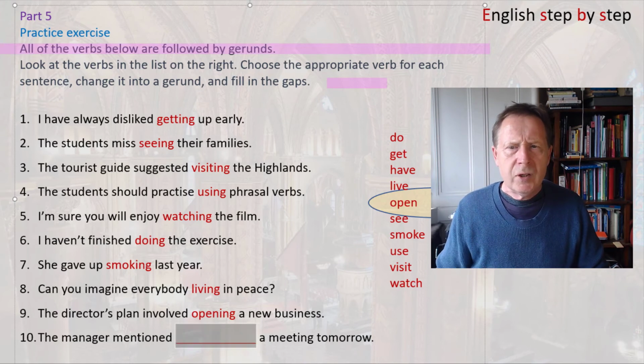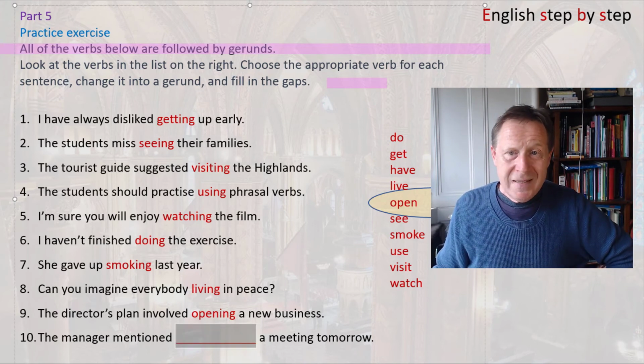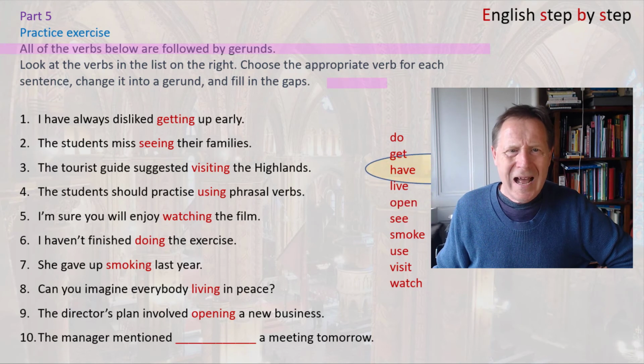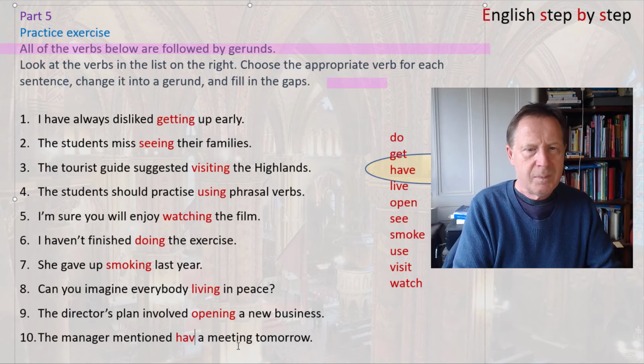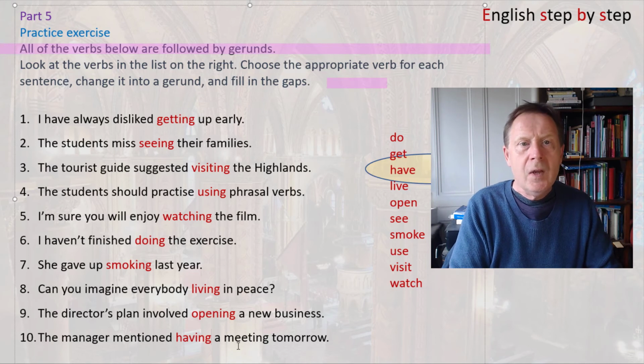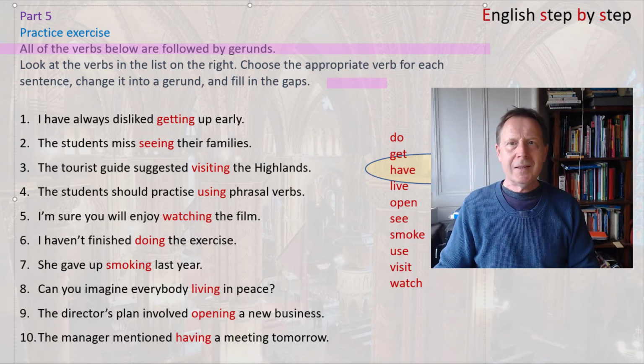Next one, the manager. Now, it's talking about a meeting, so let's use the verb have. The manager mentioned having a meeting tomorrow. And again, there's a spelling change, no E, simply ing. So those are all the answers to the practice exercise.